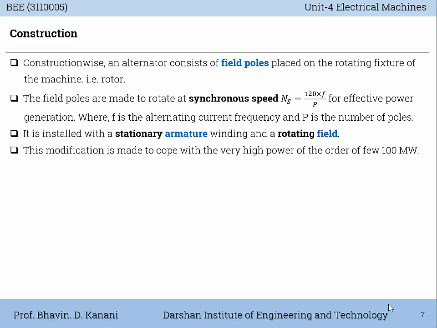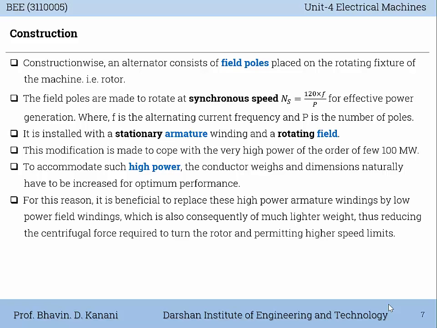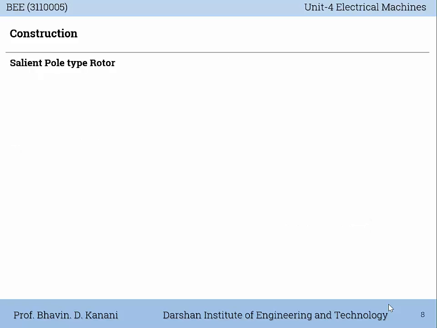This modification is made to cope with the very high power of the order of few hundred megawatt. To accommodate such high power, the conductor weights and dimensions naturally have to be increased for optimum performance. For this reason, it is beneficial to replace these high power armature windings by low power field windings, which is also consequently of much lighter weight, thus reducing the centrifugal force required to turn the rotor and permitting higher speed limits.